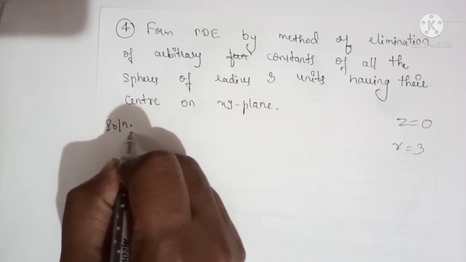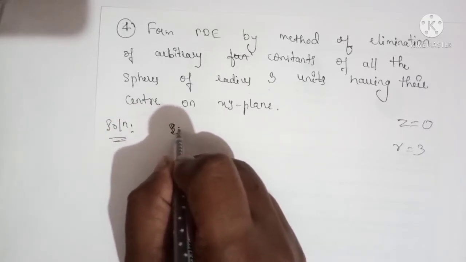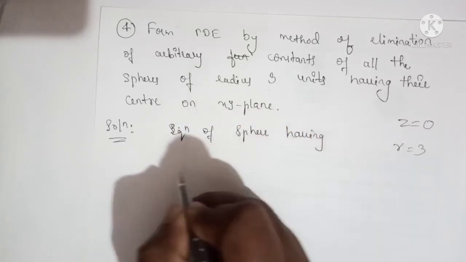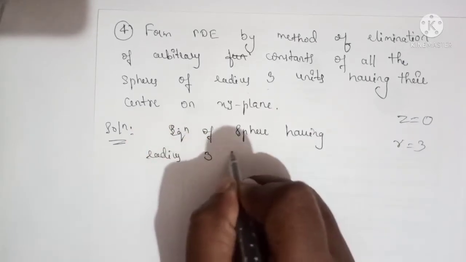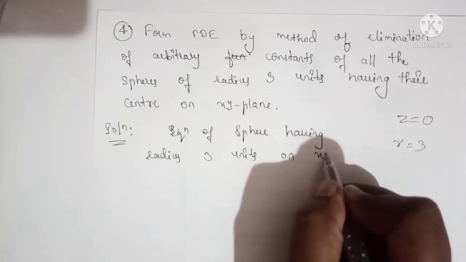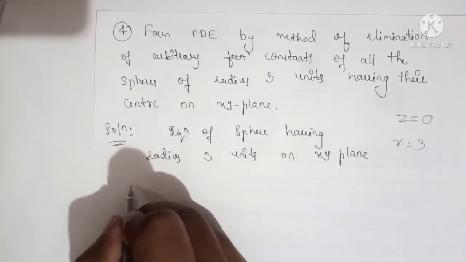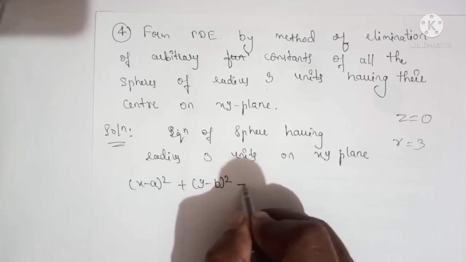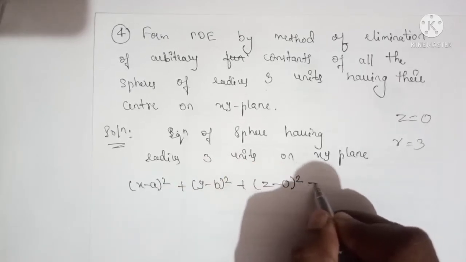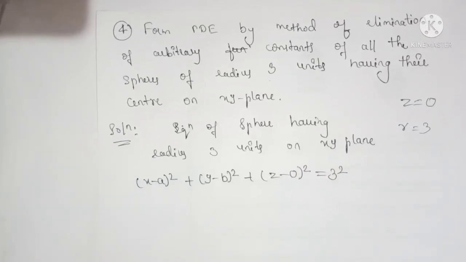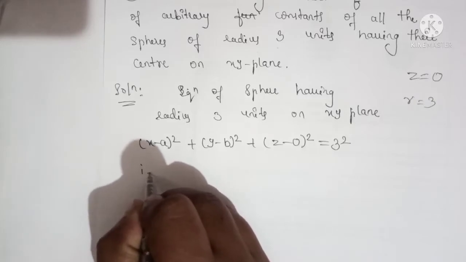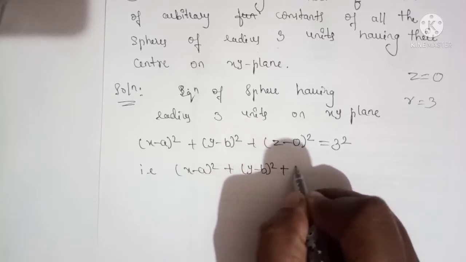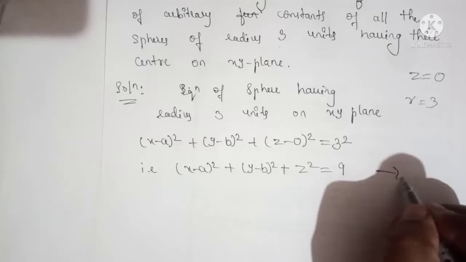So we have the equation of a sphere having radius 3 units on the xy plane: (x minus a) whole square plus (y minus b) whole square plus (z minus 0) whole square equals 3 square, or it can be written as (x minus a) whole square plus (y minus b) whole square plus z square equals 9. Consider this as equation 1.